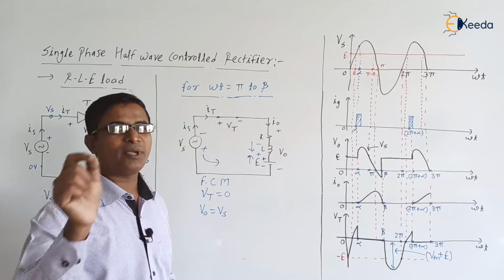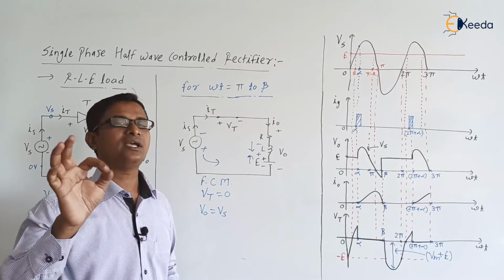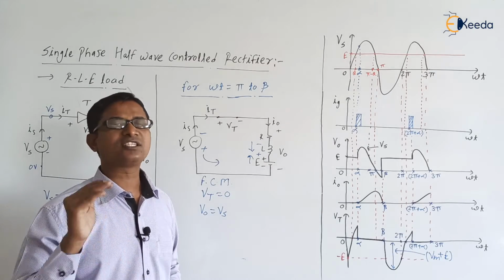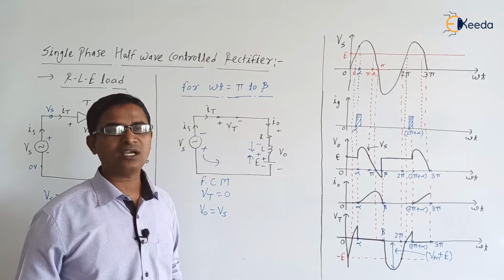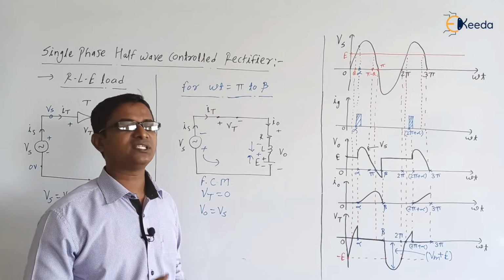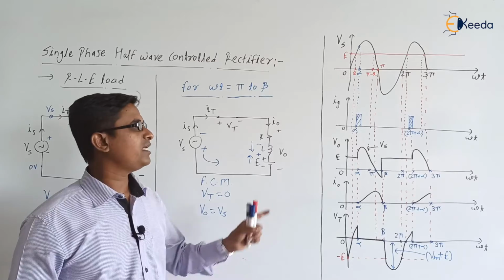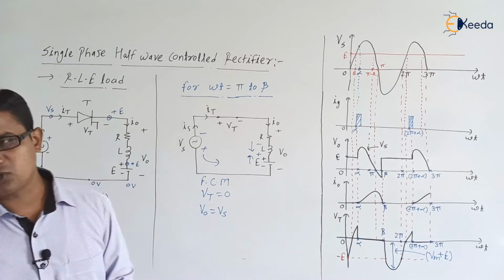Is this clear? So if you check, the thyristor T will be in the on state from omega t is equal to alpha till omega t is equal to beta. This is only due to the energy released by the inductor. The inductor opposes the change in the current, and it does so by releasing the energy it has stored. Is this clear?